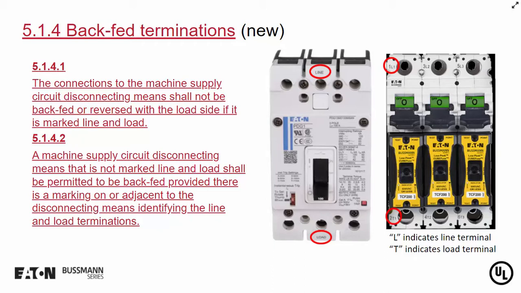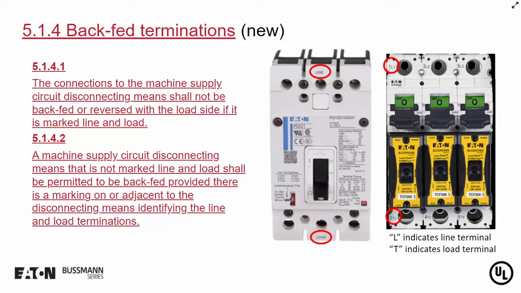Now, I'm sure you're asking, well, when do we have to mark line and load for a circuit breaker? If you look in the UL 489 standard for breakers, you'll find that a circuit breaker that is not marked line and load has been tested with the line and load connections reversed during the overload, endurance, and interrupting tests per UL 489.